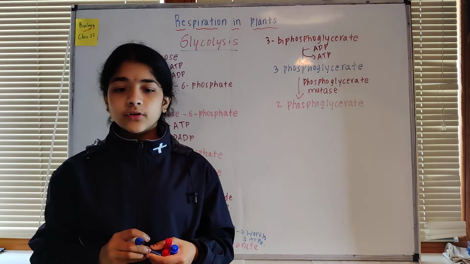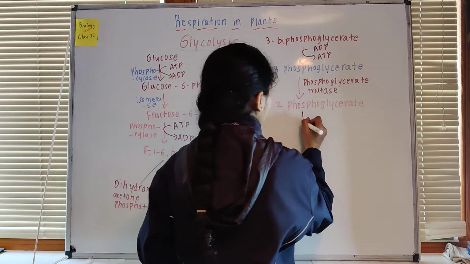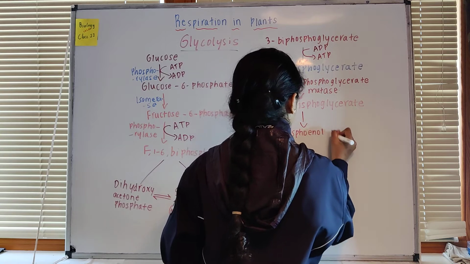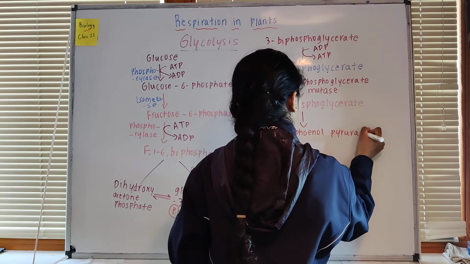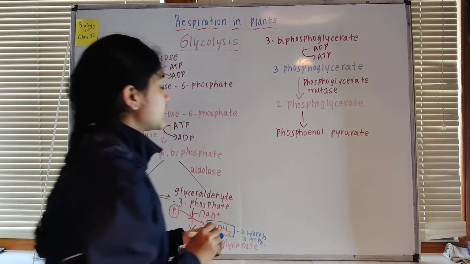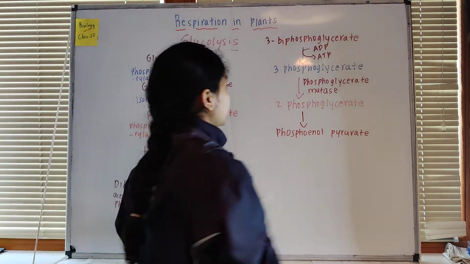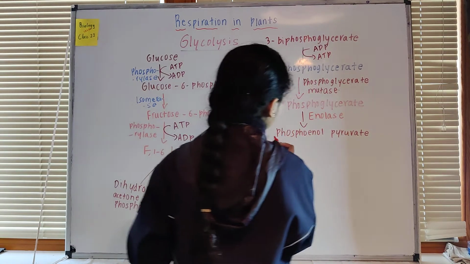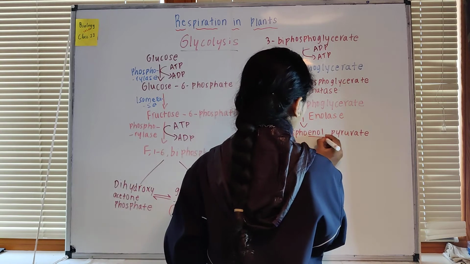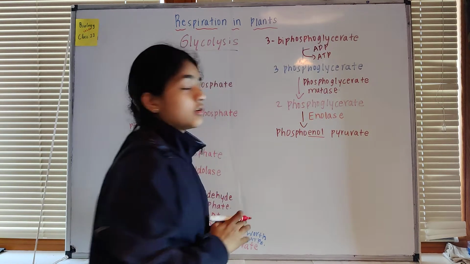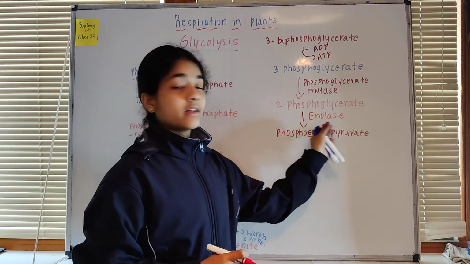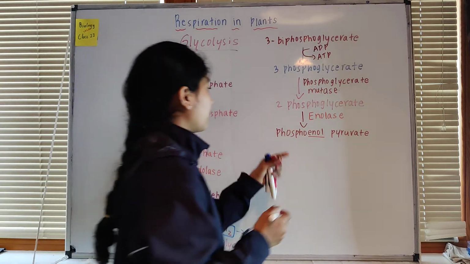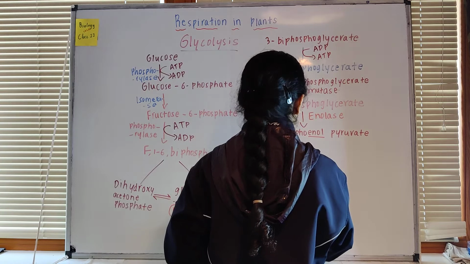Now the 2-phosphoglycerate changes into phosphoenol pyruvate. In this reaction there is an enzyme called enolase which is helping. A way to remember is that in phosphoenol there is the word enol, so that's how the name enolase comes. In the synthesis of the enol, the enzyme is enolase. Phosphoenol pyruvate then changes into pyruvic acid.